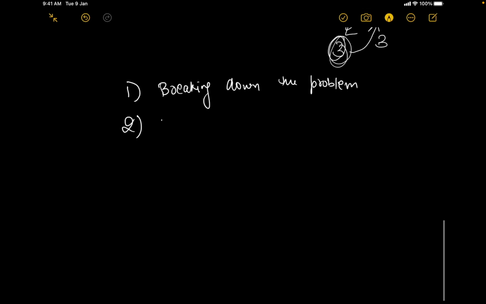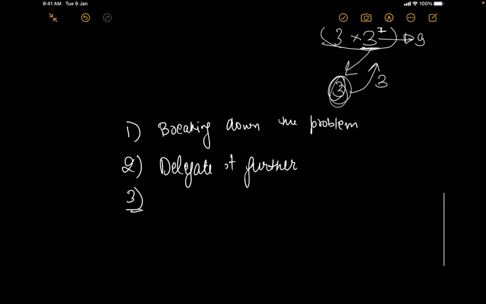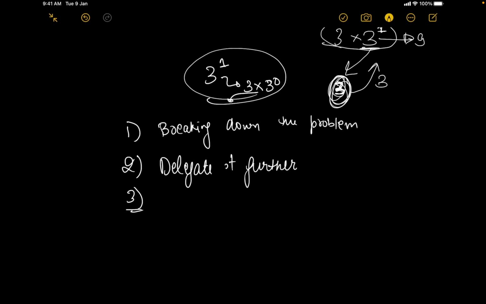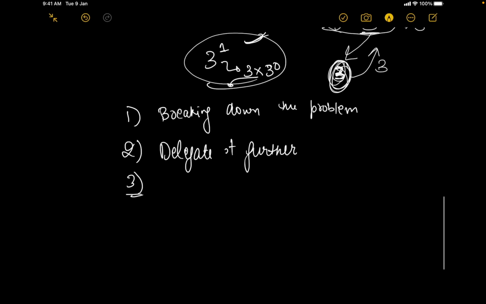The second thing is delegating it further. Okay, so what's the third thing? The third, and one of the most important things, is that you have to have a terminating condition. Over here, the terminating condition was that the person was checking what is 3 to the power 1, right? It could have been the case that he asked, okay, I'll calculate 3 to the power 0, and then he asked further, and then further, but that would actually become an infinite loop, right? So we want to avoid such conditions. There has to be a terminating condition.